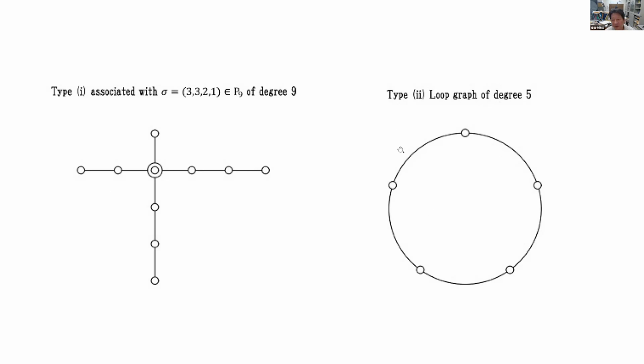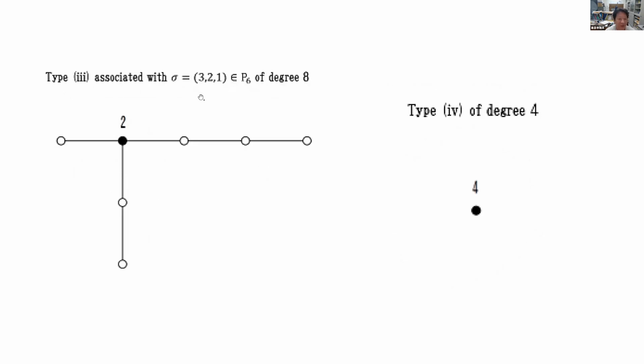And the type 2 graph is given by this loop graph, a circle graph. We can easily see that we have only one type 2 graph for each degree d. So for degree 5, we have only one loop graph, the type 2 graph. And the type 3 is associated with the partition 3, 2, 1. So this is degree 8, but the cluster vertex has degree 2, so we only have 6 edges. There we have a partition of 6, and the tails are 3, 2, 1. Okay, so this is the type 3 graph. And the type 4 graph consists of a single cluster vertex. We can also easily see that we have only one type 4 graph for each degree d.